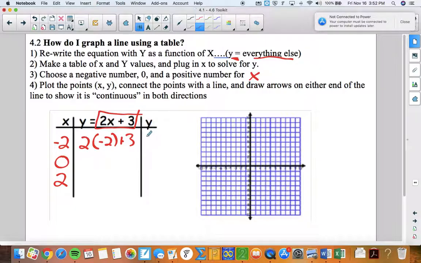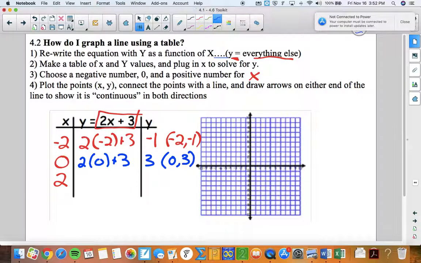And when I do that, I get -1. That means that when x is -2, y is -1. I'll come back to that in a second. Now I'm going to substitute 0 in place of x. When I simplify that, I get 3. That means that when x is 0, y is 3.